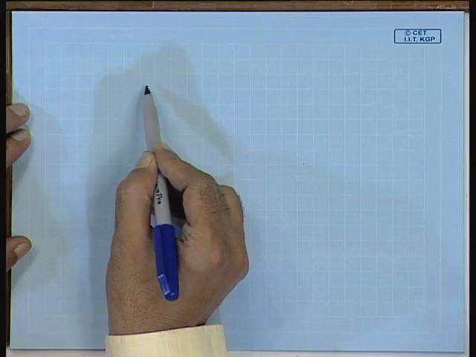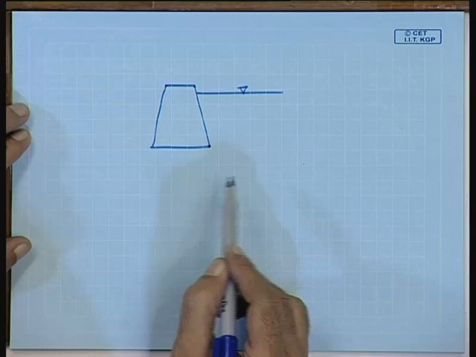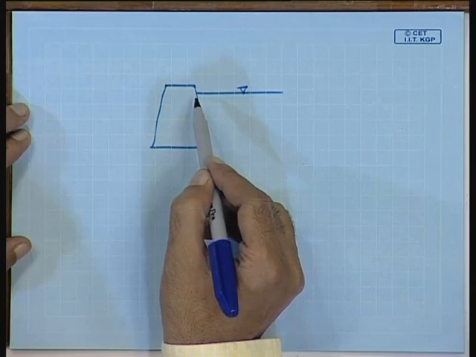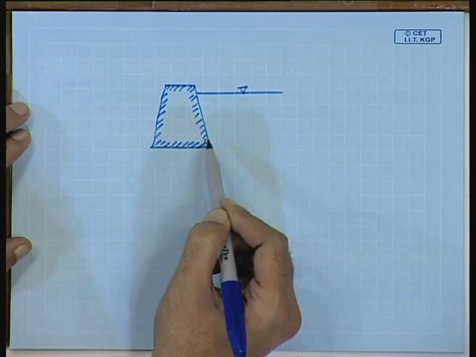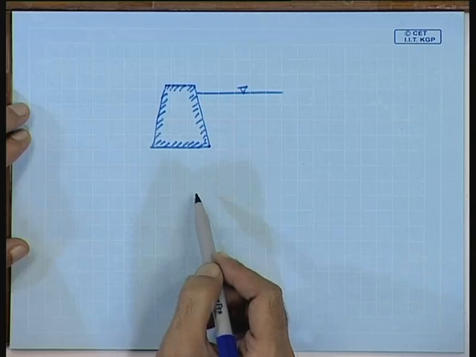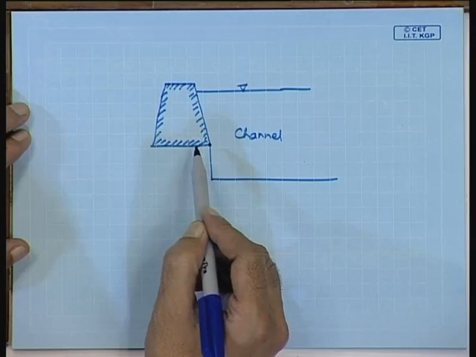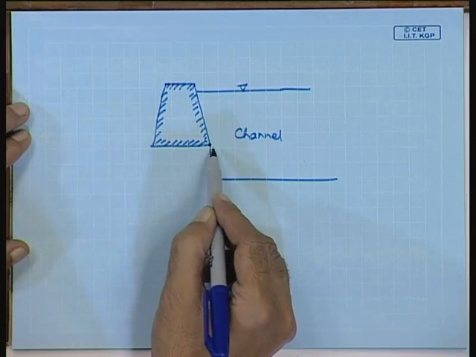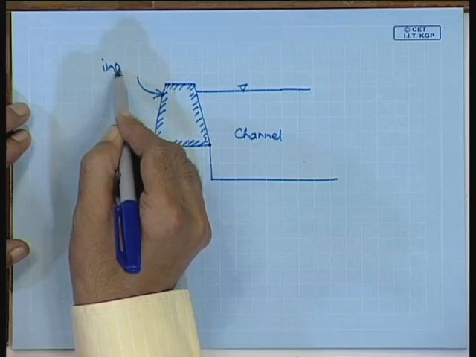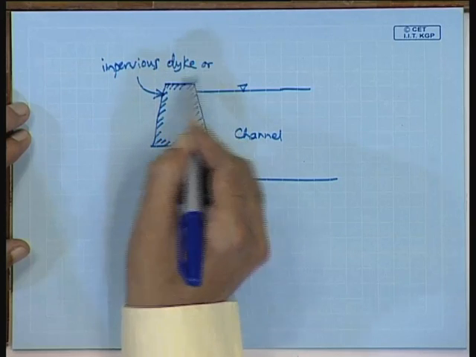let us consider another case wherein there is a weir or a barrage with some kind of upstream head. Of course, since we are at a barrage, let us consider this to be almost impervious. And in this case, let us consider this as the channel. The channel is pervious, whereas this is an impervious dike or barrage or weir.